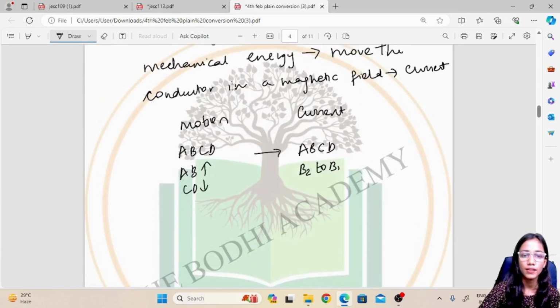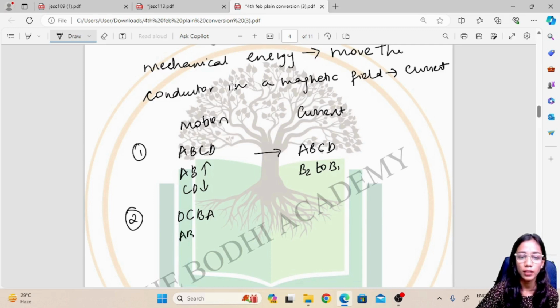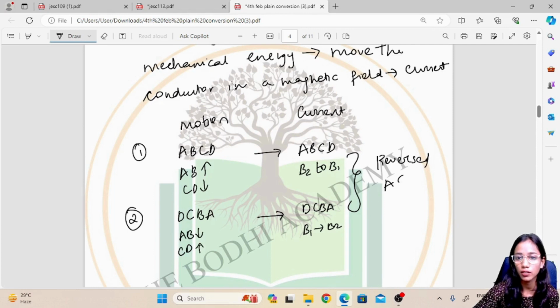Okay, in the second case, this is the first case. In the second case, when it is DCBA, means arm AB is moving down and CD is moving up, then the current is also DCBA, B1 to B2. Okay, the current is getting reversed, so it is called AC current, AC generator.